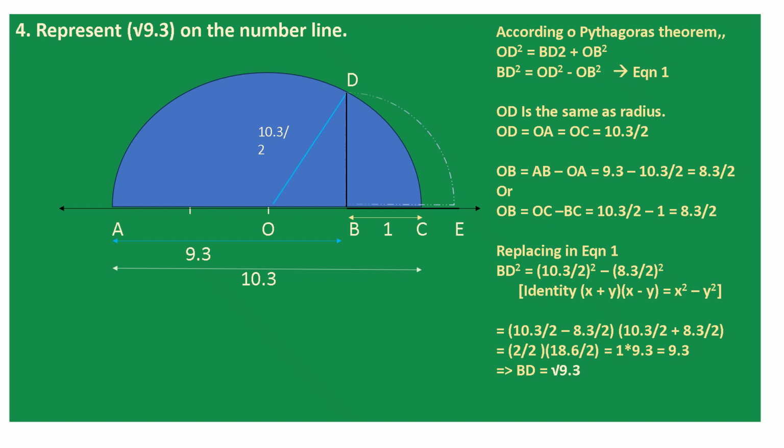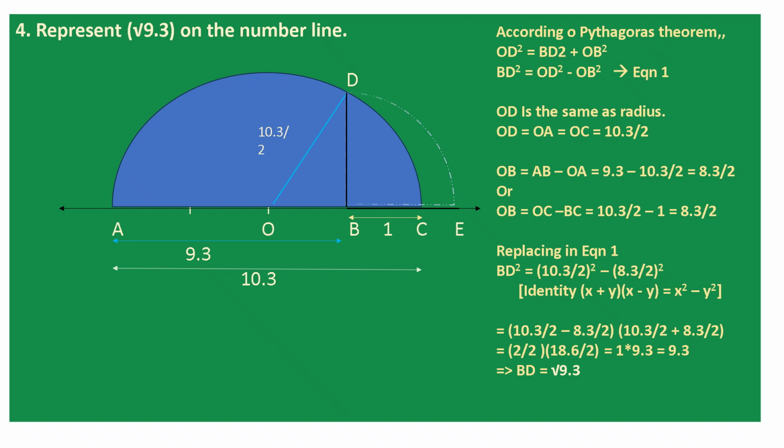With D as center, take BD in the compass and mark E on the number line so that BE will become equal to square root of 9.3. That's how you derive root 9.3 on the number line.